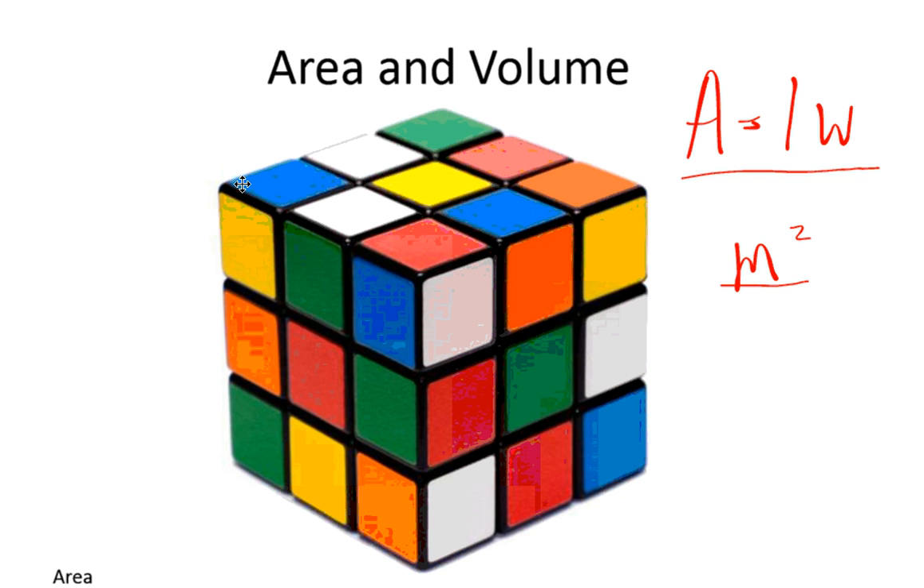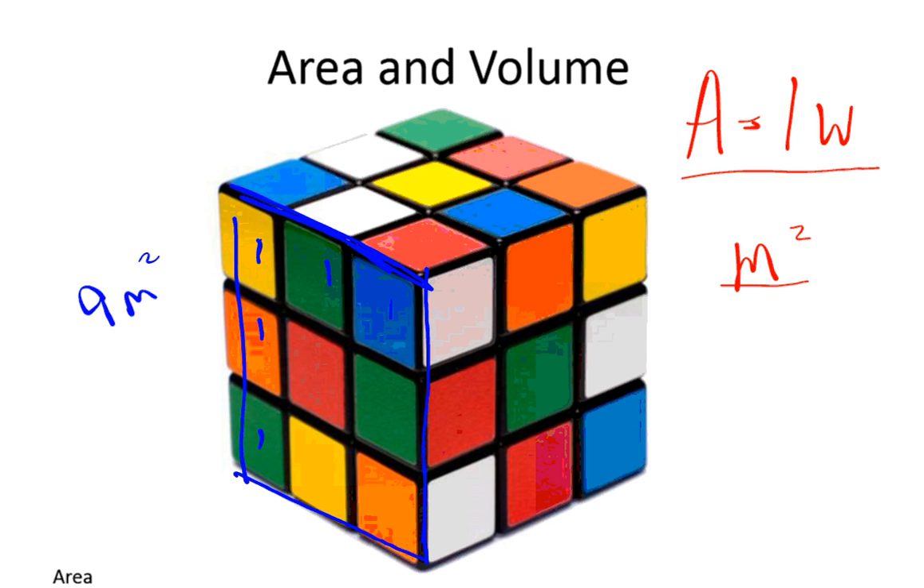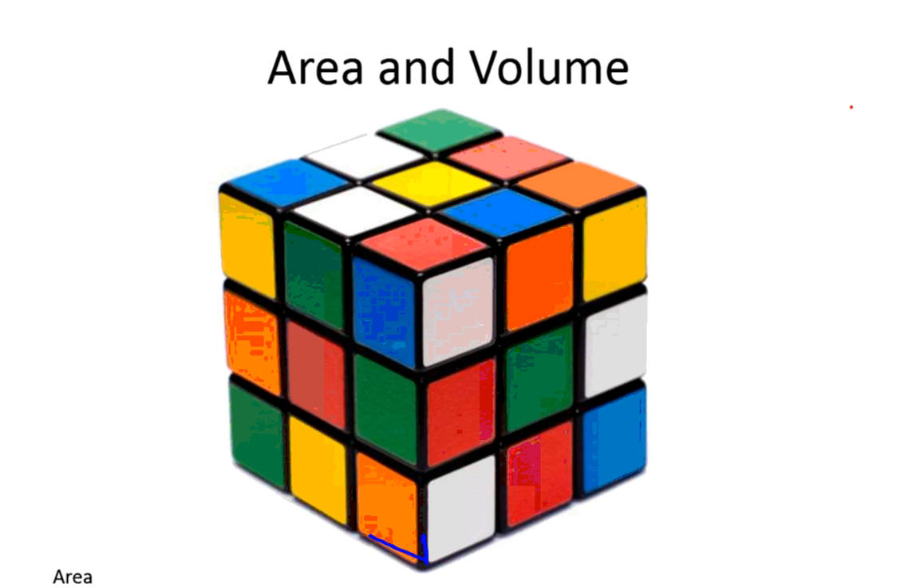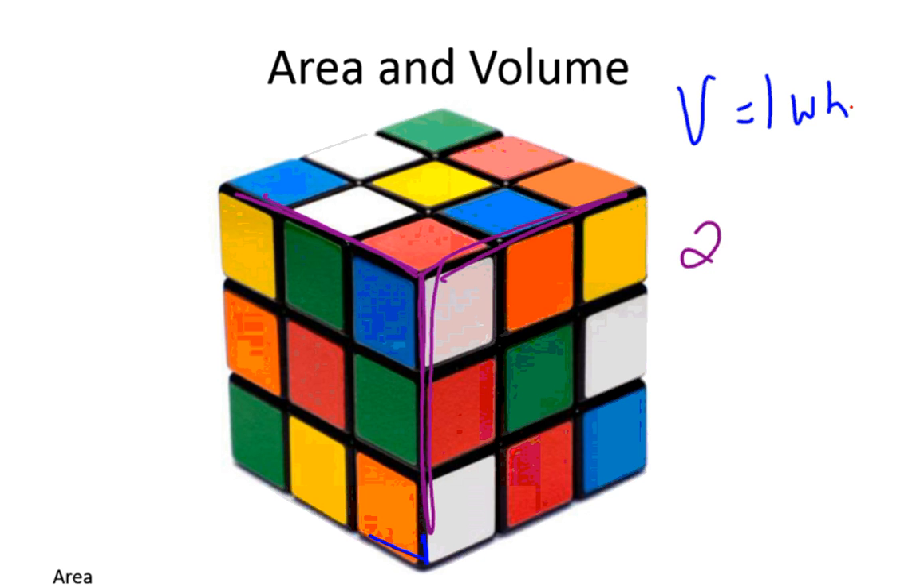And so if we were going to do the area of this here Rubik's Cube, it would be 3 by 3, or if those little things were meters, it would be 9 meters squared. Now volume is length times width times height, 3 times 3 times 3, or 27 meters cubed. Meters cubed because it's 3 measurements versus 2.